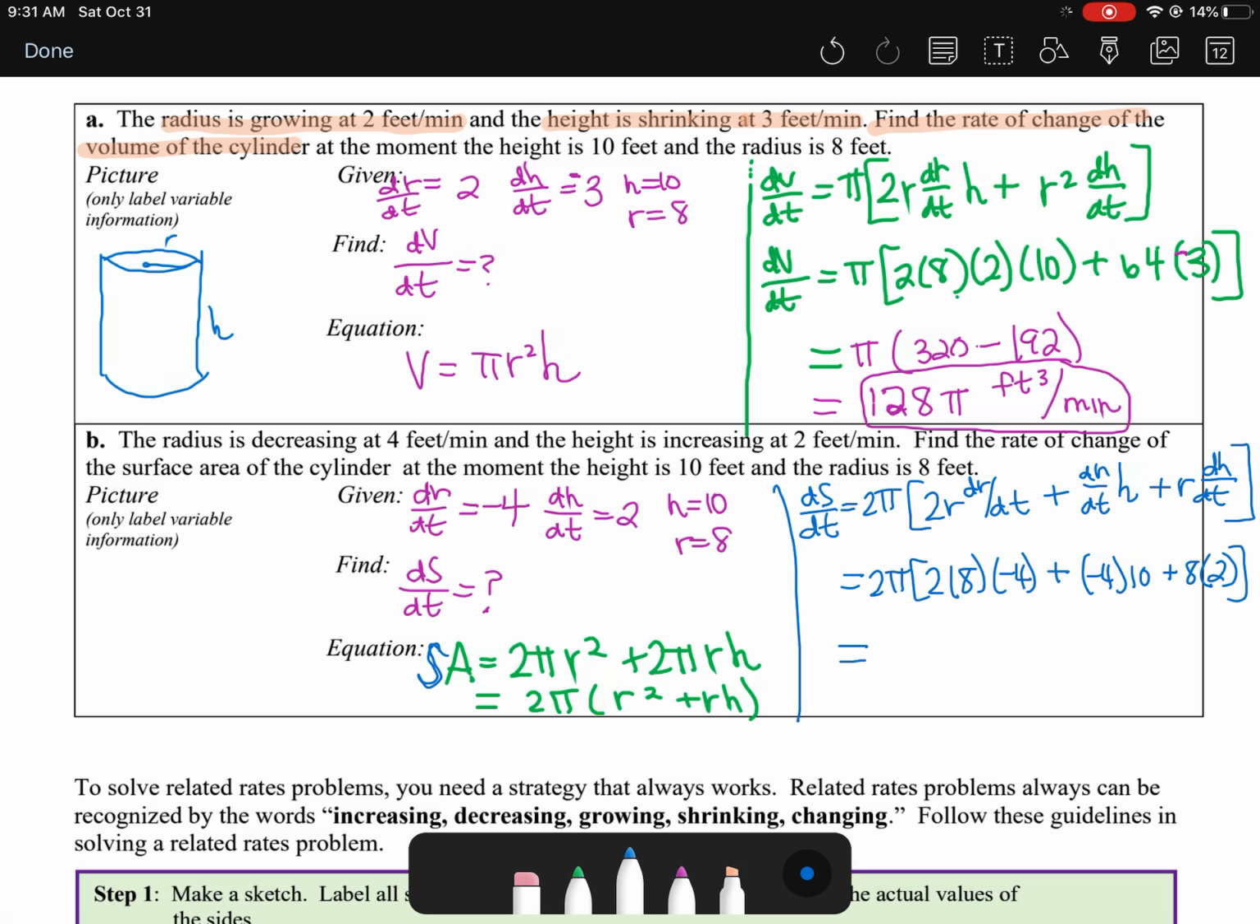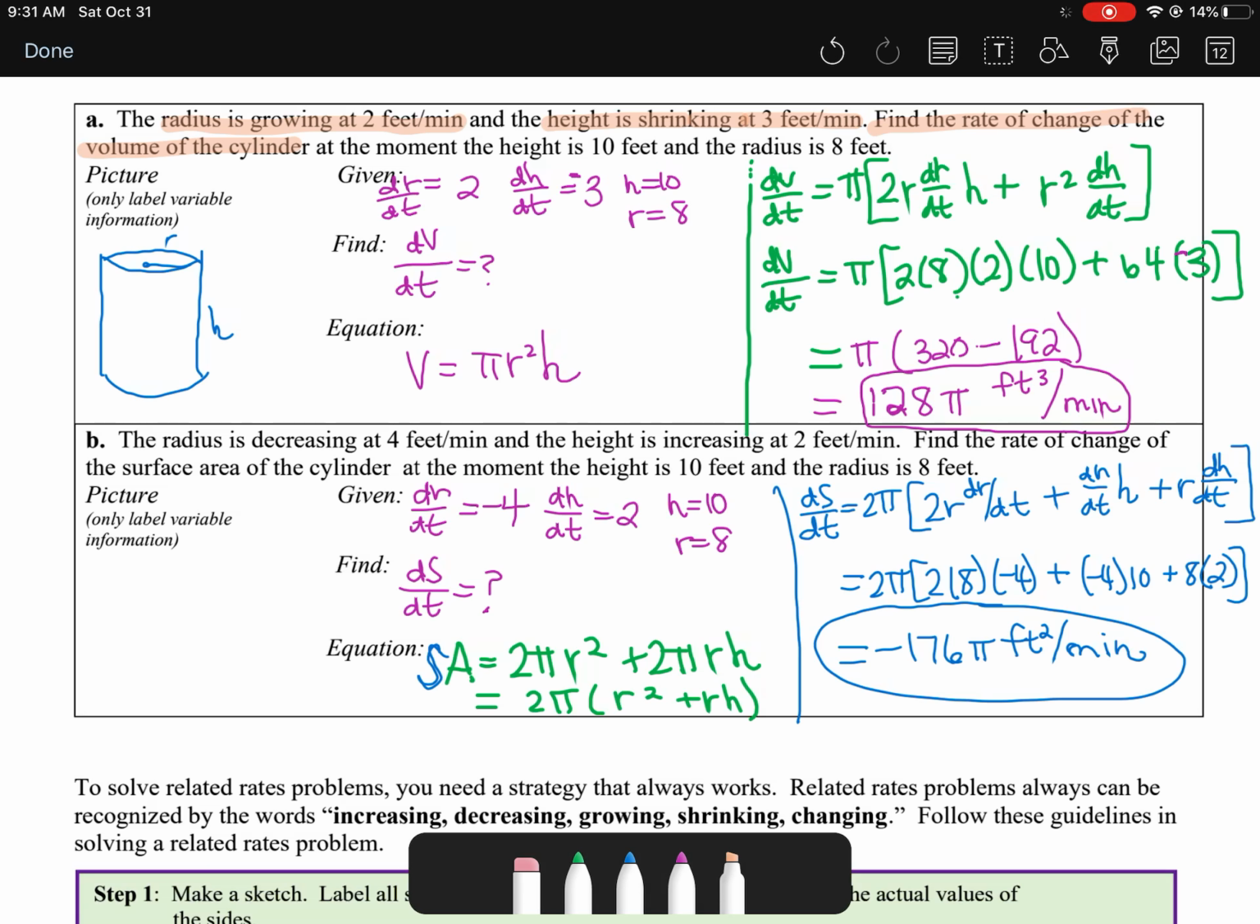Okay. Now, if I was at an AP exam, I would leave my answer like that and label it, but I have calculated this out. This is -176 pi. And again, because I'm talking about surface area, I have feet squared per minute. And then again, if I was writing it, I would say the surface area of the cylinder is decreasing at a rate of 176 pi square feet per minute when h is 10 and r is 8.